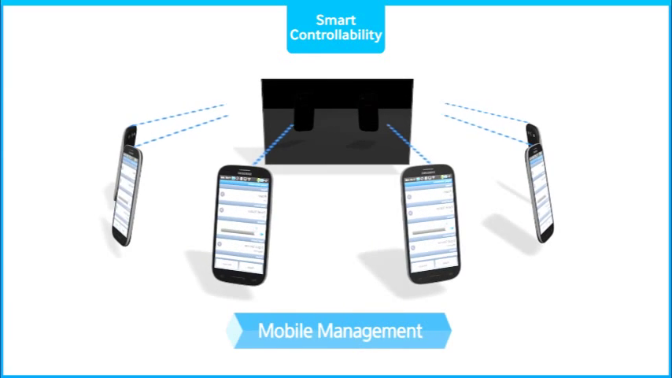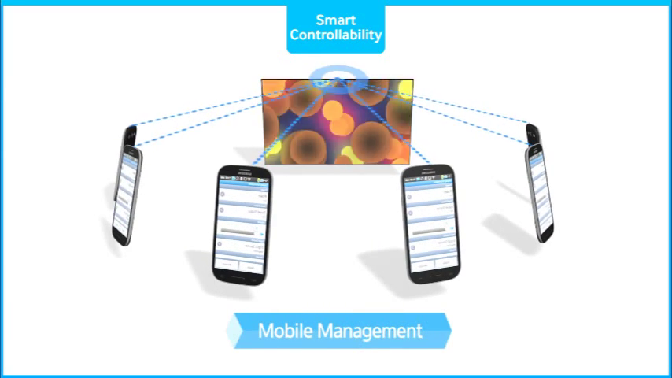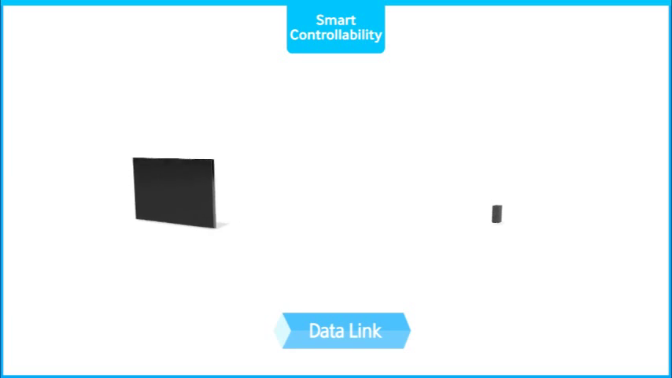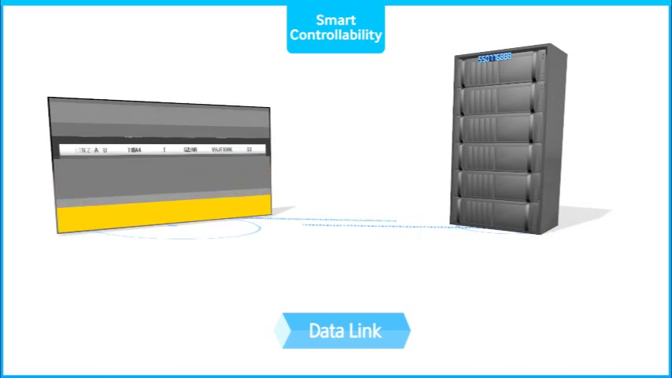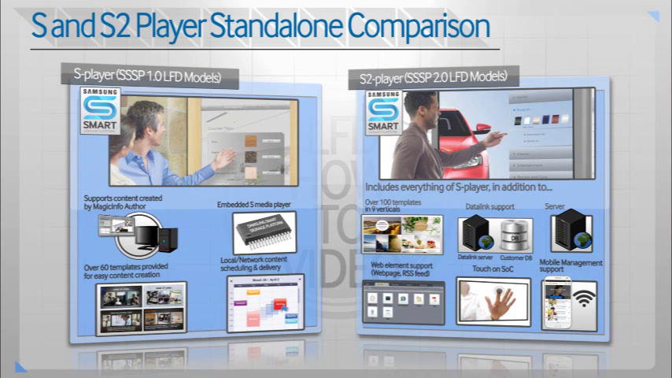The S2 players has everything that the S player has, but includes even more features. This includes support for mobile management, as well as being able to add web element when creating a Magic Info author. Furthermore, it will support the ability to use the touch overlay without the additional need of an external PC. And of course, the S2 players will support all of the latest features of the 2014 Magic Info server.